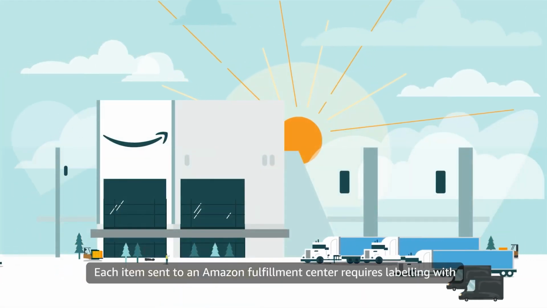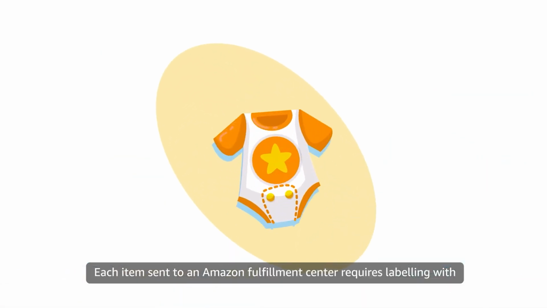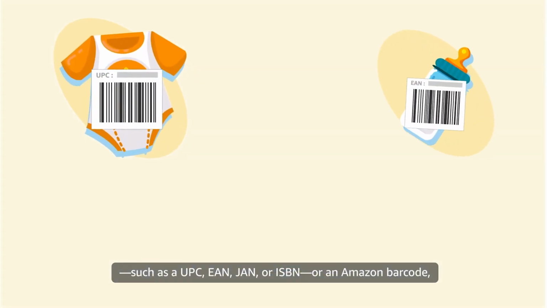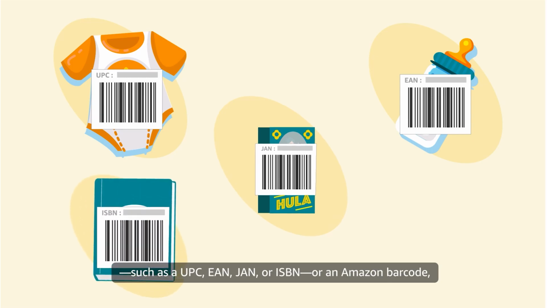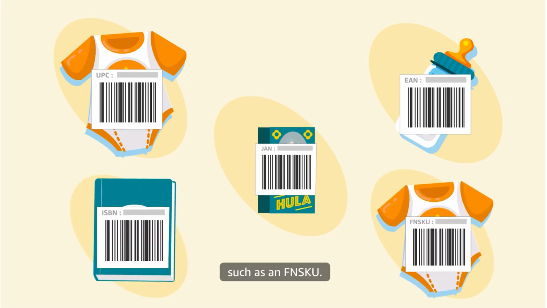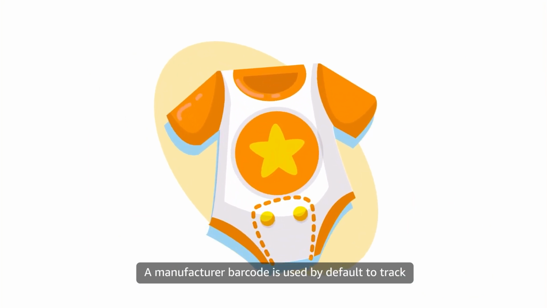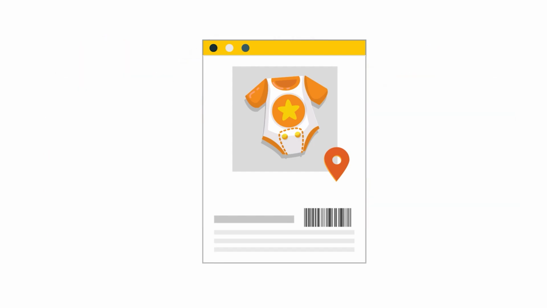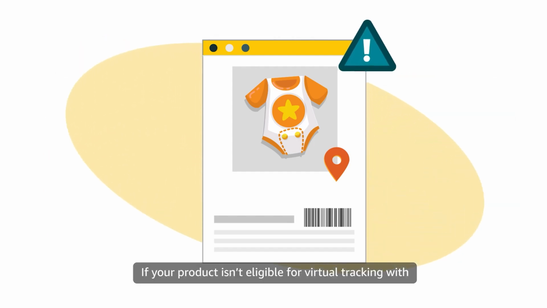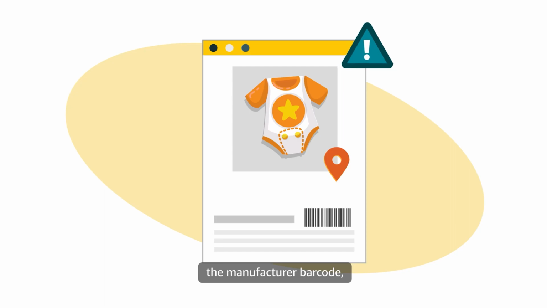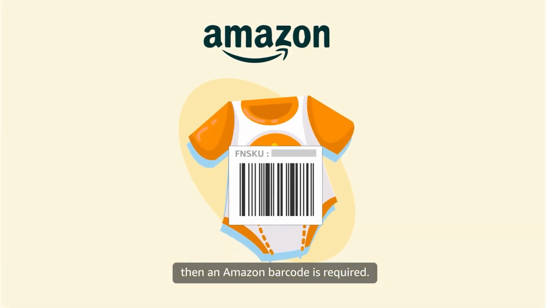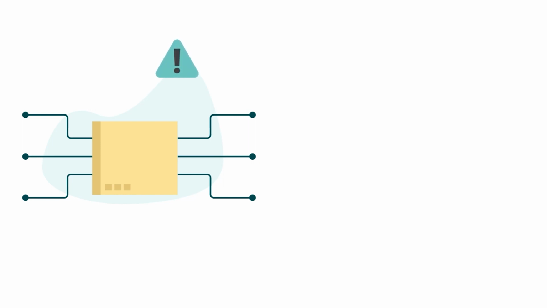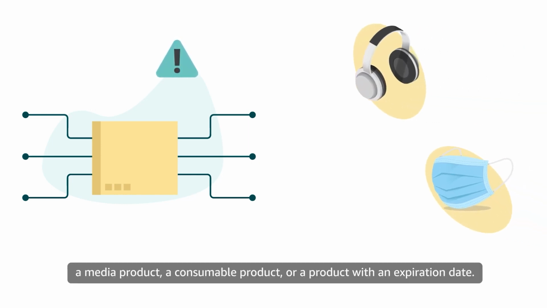Each item sent to an Amazon fulfillment center requires labeling with either a manufacturer barcode, such as a UPC, EAN, JAN, or ISBN, or an Amazon barcode such as a FNSKU. A manufacturer barcode is used by default to track eligible inventory throughout the fulfillment process. If your product isn't eligible for virtual tracking with the manufacturer barcode, then an Amazon barcode is required. A product might be ineligible for virtual tracking if it's restricted, a media product, a consumable product, or a product with an expiration date.